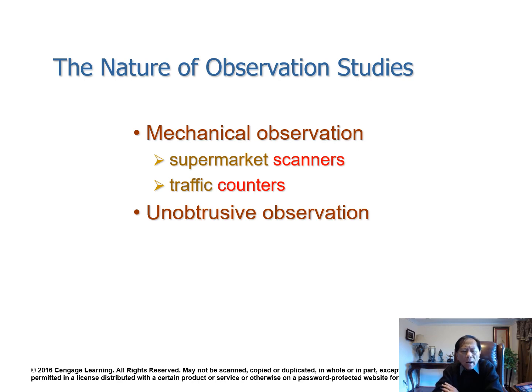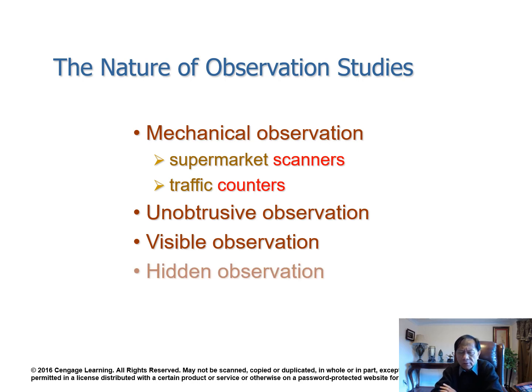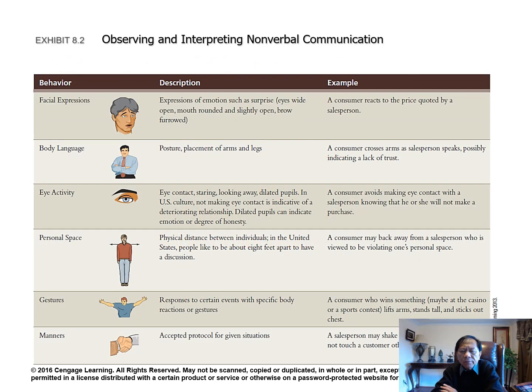And there are unobtrusive observations versus obtrusive observations. There are visible observations and hidden observations. You should know all the differences and the definitions. Then observing and interpreting nonverbal communications: behavior, facial expressions, body language, eye activities, personal space, gestures, manners, their descriptions and examples. And what do they mean?